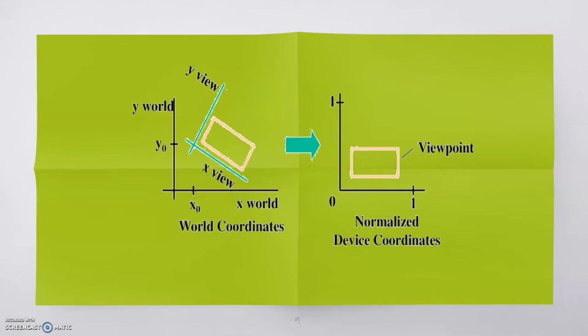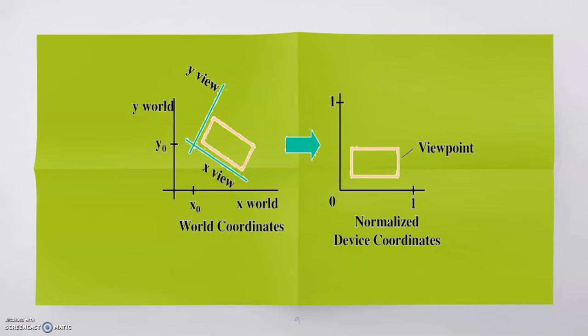Also, by varying the size of the viewports, we can change the size and proportions of the displayed objects. So, we can achieve zooming effects by successively mapping different sized windows on a fixed size viewport. So, we will be having a fixed size viewport from 0 to 1. There we can view different sized windows, where the size and proportions may vary.